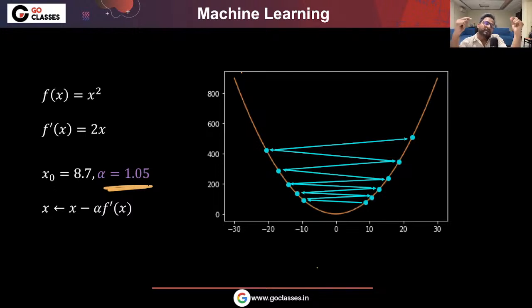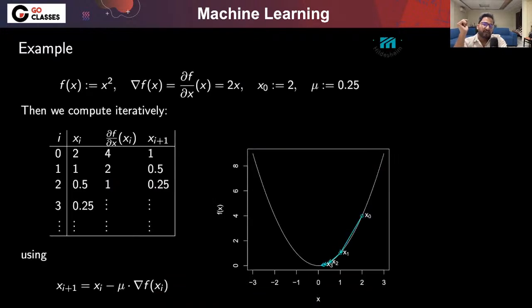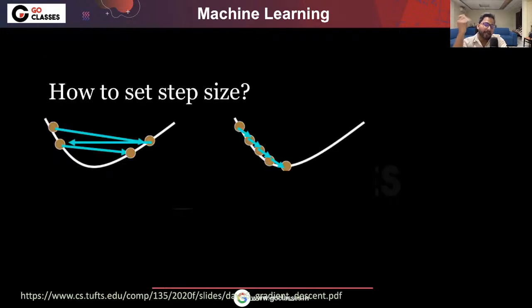No, right? So basically, if alpha is even larger, you might even oscillate and you might never get the minima. It might also happen. So that's why it's very crucial to choose the value of alpha. You may keep on fluctuating, and you may not even get the minima.